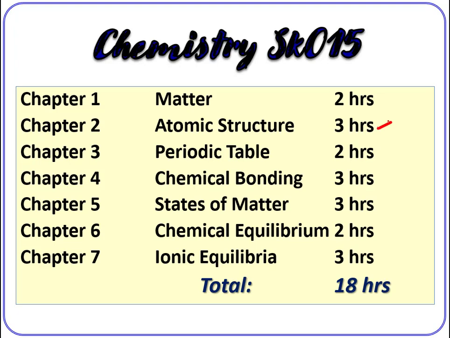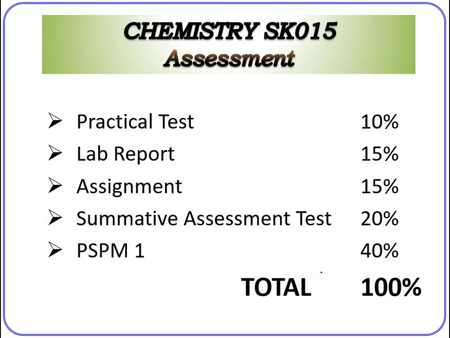These are the hours for each chapter. So bring out the total of 18 hours for this semester 1. Let us look at the assessment for this course. 1 is practical test. Practical test will give you 10%. Lab report will be 15%. So these two will be assessed by the lab lecturer in the lab session. How about the assignment? Assignment will give you 15%. Assignment will be assessed by your tutor lecturer.